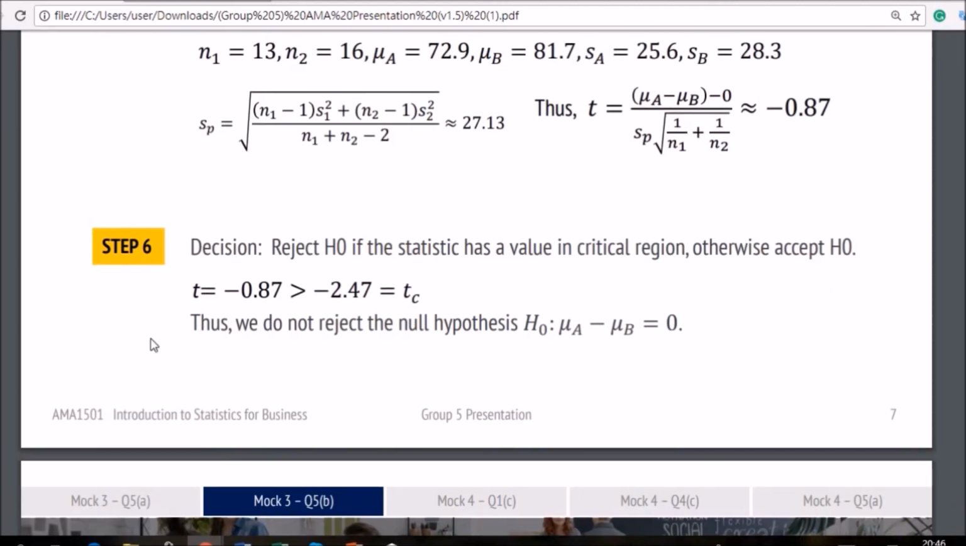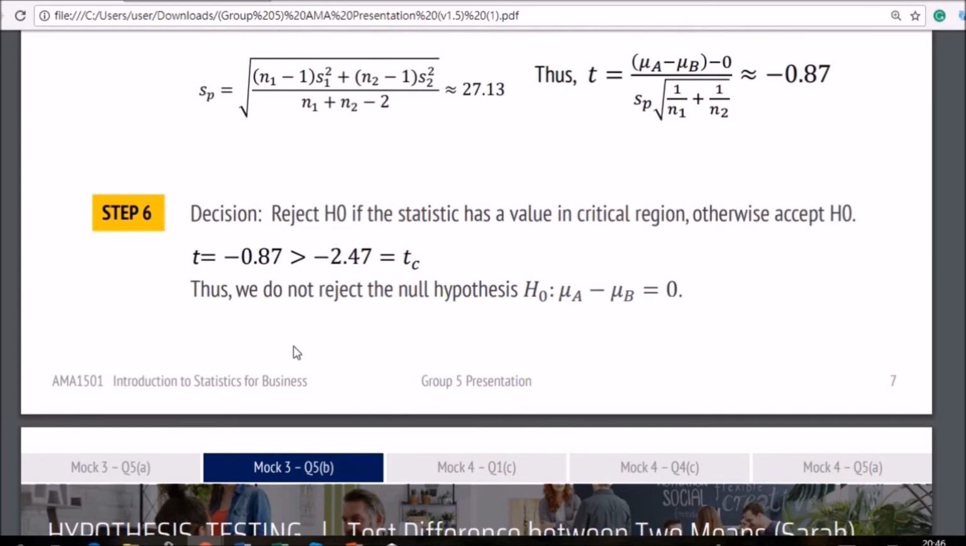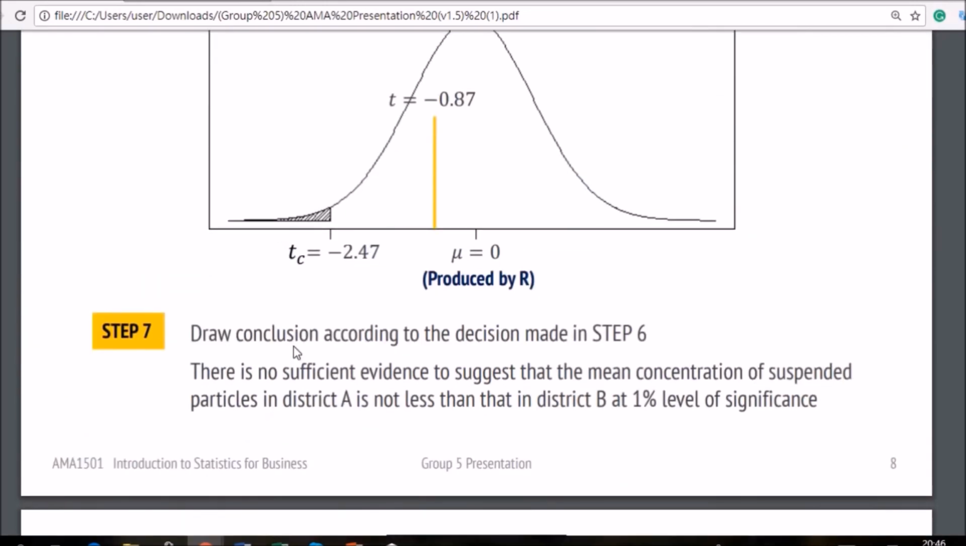Since the t-value negative 0.87 is larger than negative 2.473, which is the critical value, therefore the t-value is not in the critical region. And we can have the decision that we do not reject the null hypothesis, which is μA minus μB equal to 0. And finally, we can draw the conclusion, which is the mean concentration of suspended particles in District A is not less than that in District B at 1% level of significance. That's the end of question 5b.